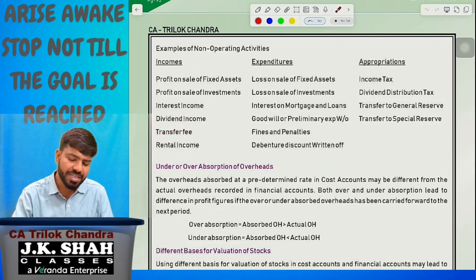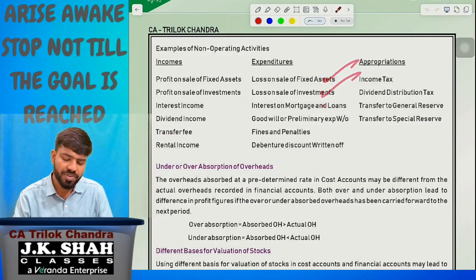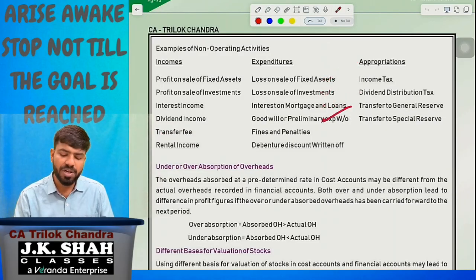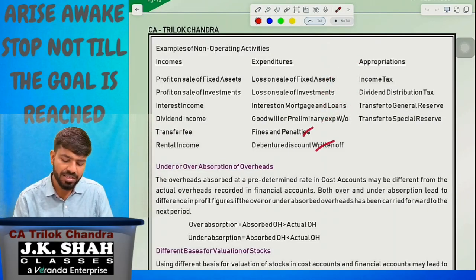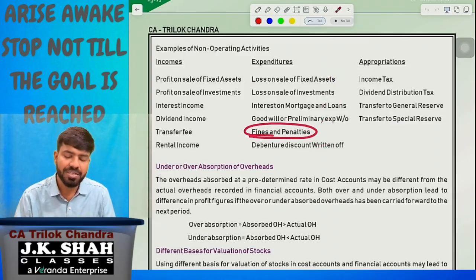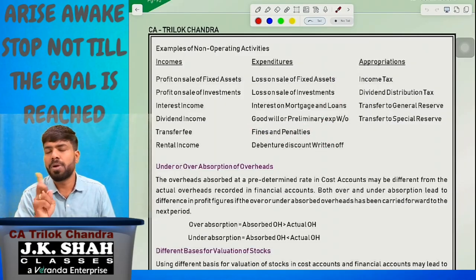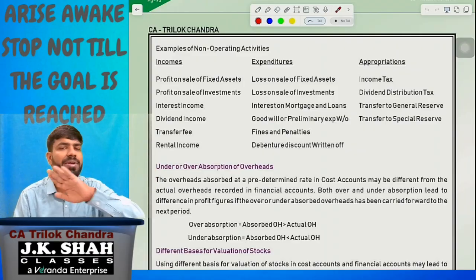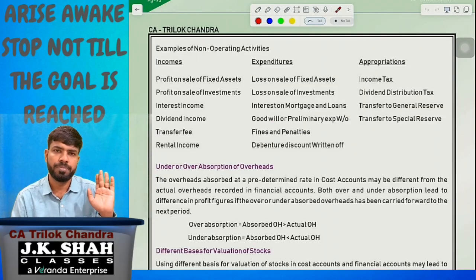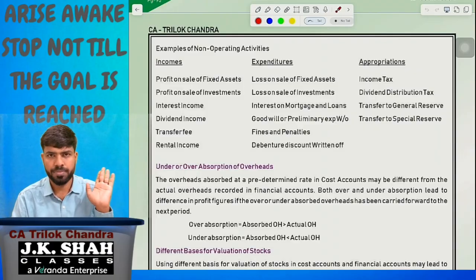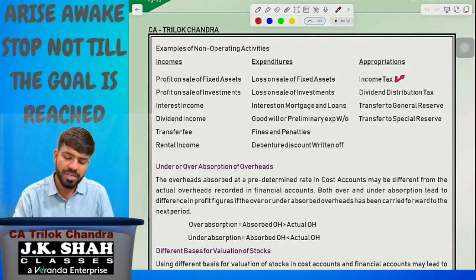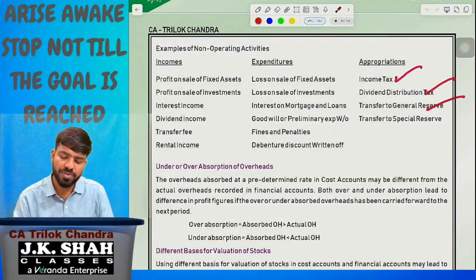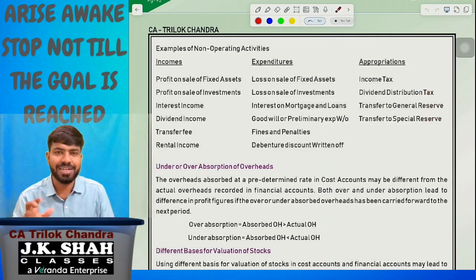When it comes to expenditure: loss on sale of fixed assets, loss on sale of investment, interest on mortgage loans, goodwill written off, preliminary expenses written off, fines, penalties, debenture discount written off. And one more thing, fines and penalties will be considered in the financial books but not in the cost books. That will not be treated as a cost. That will not be considered for stock valuation. Okay, now appropriations: income tax, dividend distribution tax, transfer to general reserve, transfer to special reserve. This is the second reason.